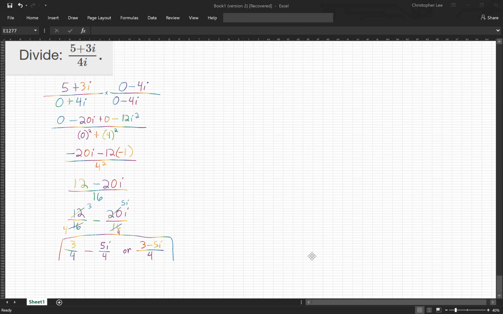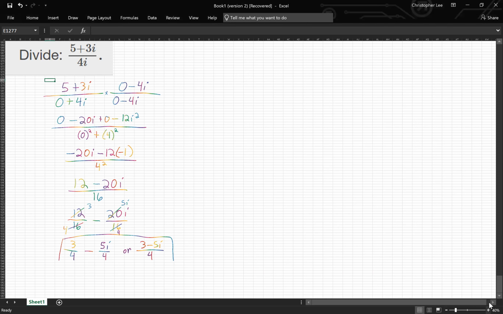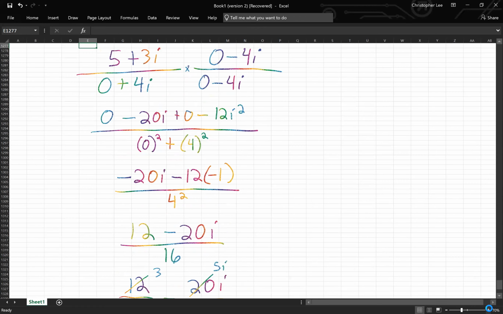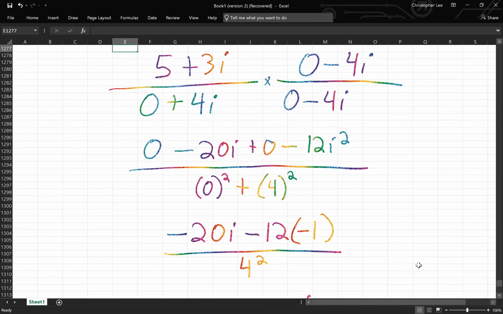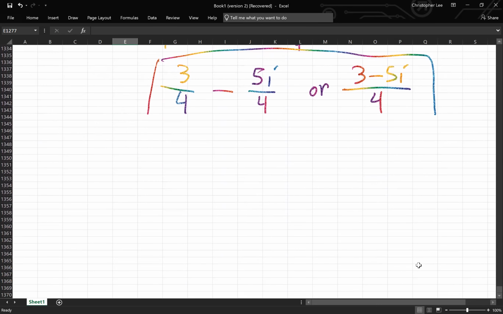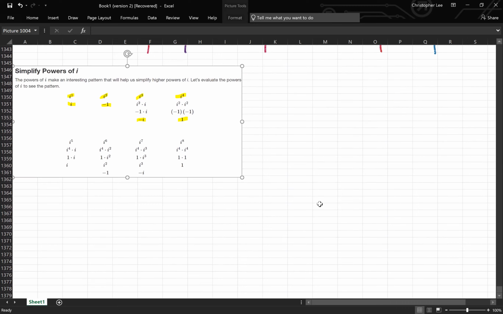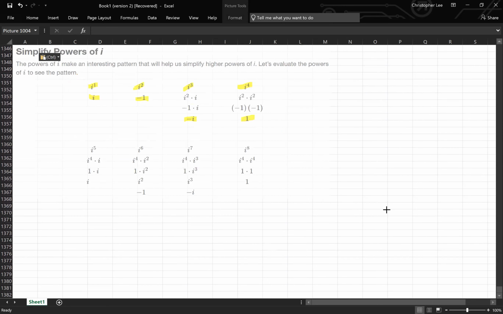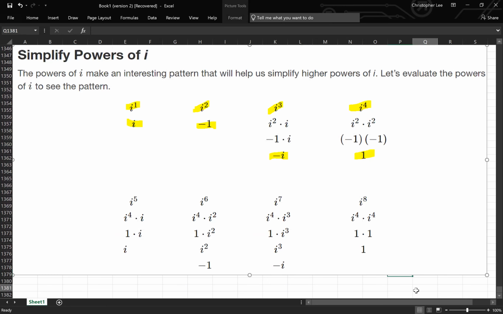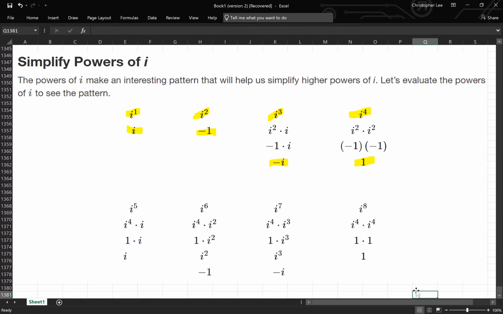All right, last thing. This is going to be on your test and it will be on the final, so pay close attention to this next topic right here. I want to simplify powers of i. The powers of i make an interesting pattern that would help us simplify higher powers of i. Let's evaluate the powers of i to see the pattern.